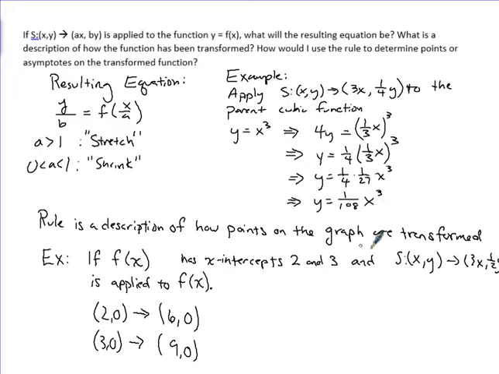Remember that the rule is a description of how points on the graph are transformed. So let's say you have x-intercepts at 2 and 3, and you have this size change. What's going to happen to those x-intercepts? Remember that the x-intercept is a point. It's the point (2, 0). The rule is a description of how points on the graph are moving or are being changed. So this point (2, 0) is going to turn into the point (6, 0). This point (3, 0) is going to turn into the point (9, 0). So you can see that the x-intercepts will still stay the same.